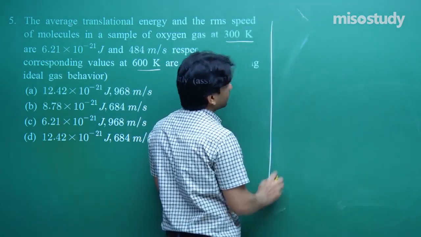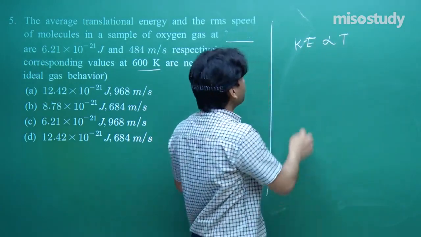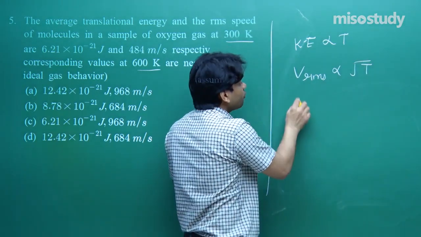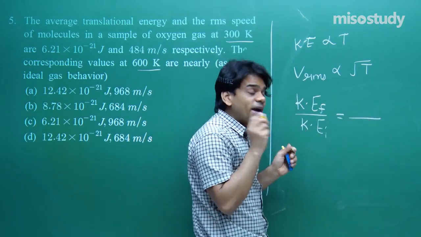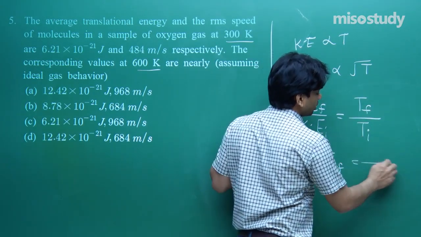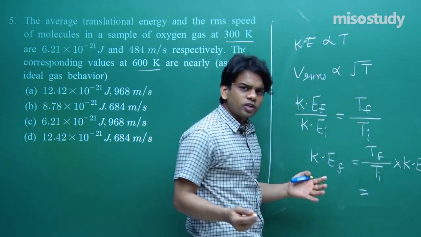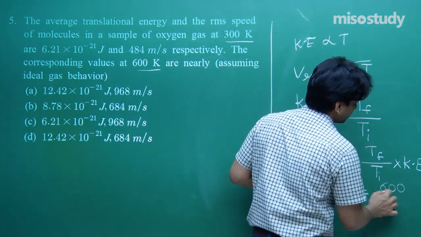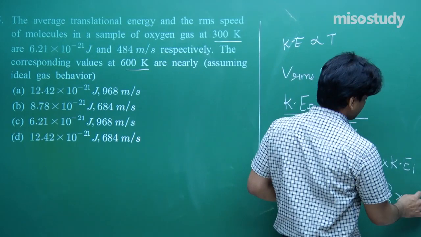Now, I will be doing this very quickly. Kinetic energy is proportional to temperature. Let me tell you, it is exactly proportional to temperature, and Vrms is under root 3RT by M, so it will be proportional to under root of temperature. So if I write final kinetic energy divided by initial kinetic energy, we can write this as equal to final temperature divided by initial temperature. So final kinetic energy will turn out to be final temperature divided by initial temperature into initial kinetic energy. Final temperature is 600, initial temperature is 300, that is what has been given. So 600 by 300 multiplied with kinetic energy, that is 6.21 into 10 to the power minus 21 joule.